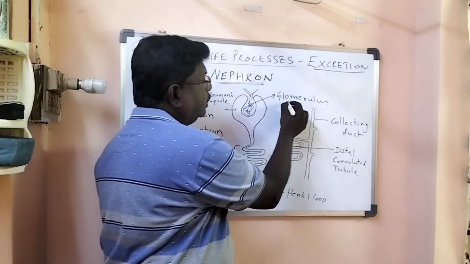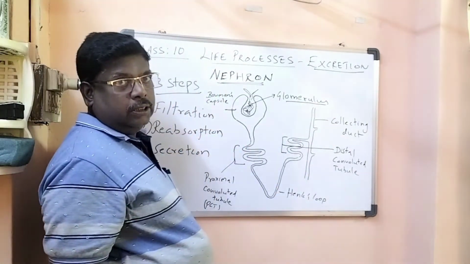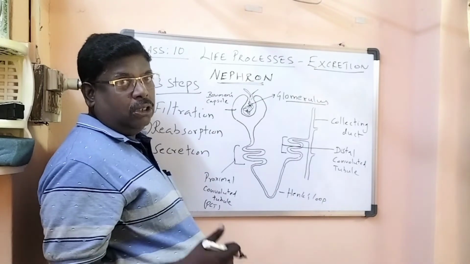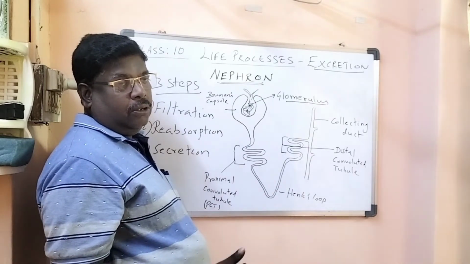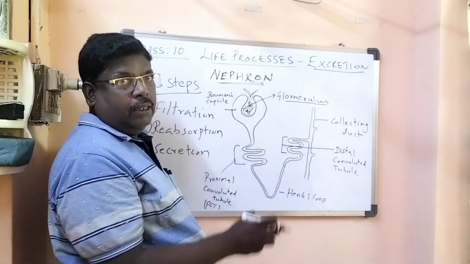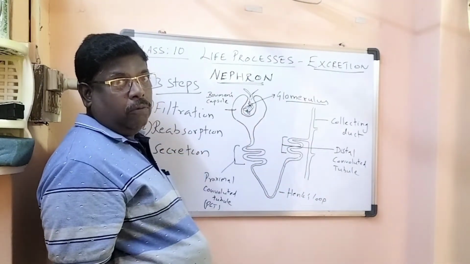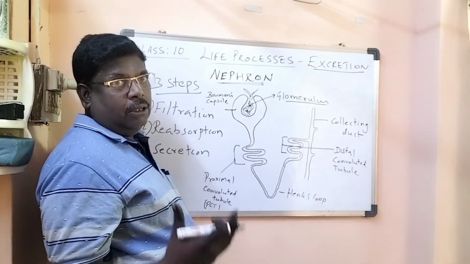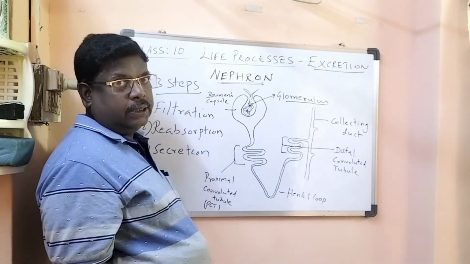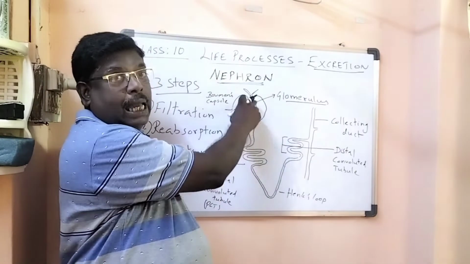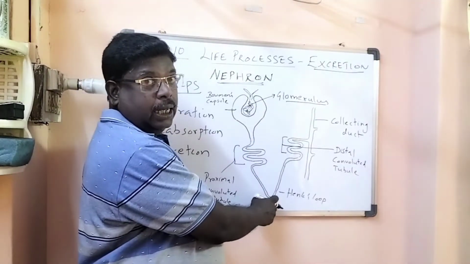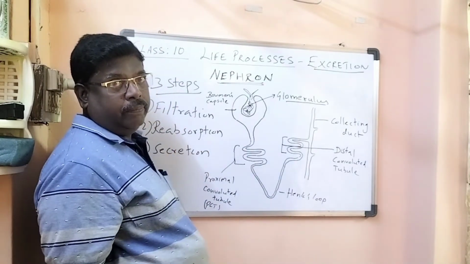Inside the cup-like structure, there is a network of blood capillaries, or a tuft of blood capillaries, called glomerulus. There, filtration will occur. That filtration is called glomerular filtration. There is a network of thin-walled blood capillaries. Already I told, kidney is associated with a lot of thin-walled blood capillaries. So all the blood capillaries will end up in the cup-like structure called Bowman's capsule. Bowman is the name of the scientist. Here also Henle's loop, Henle is the name of the scientist.